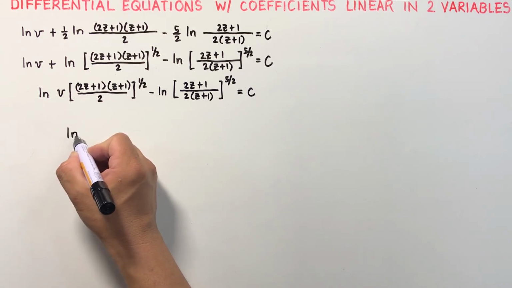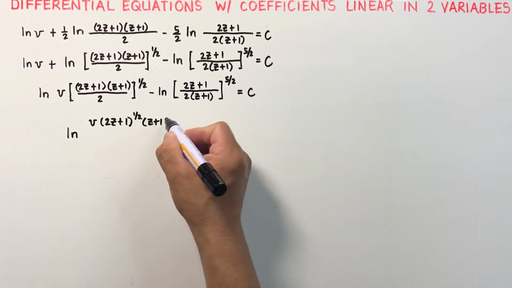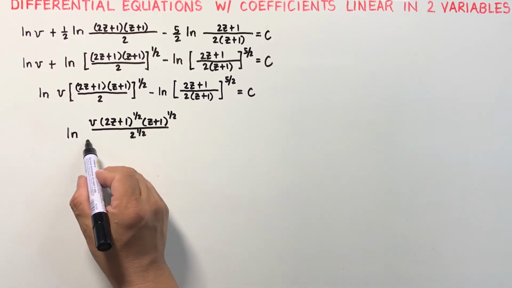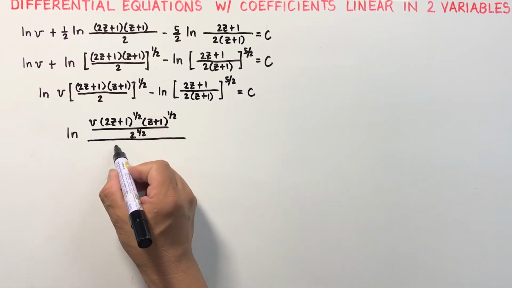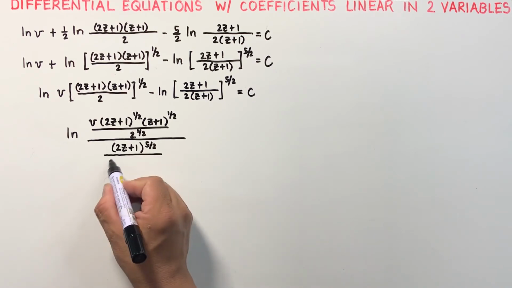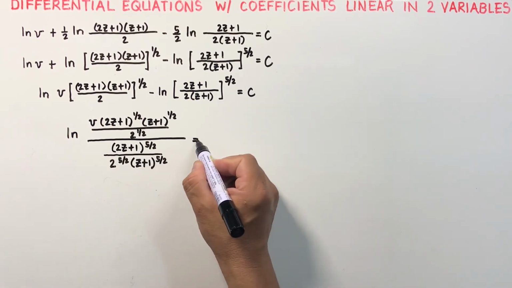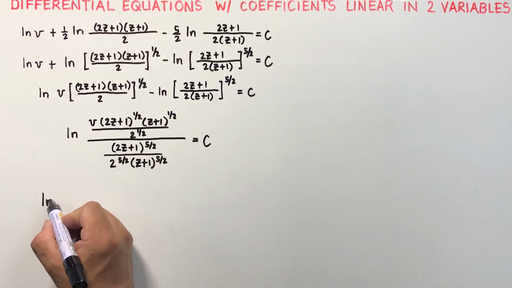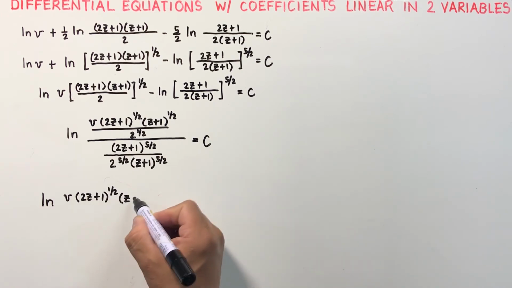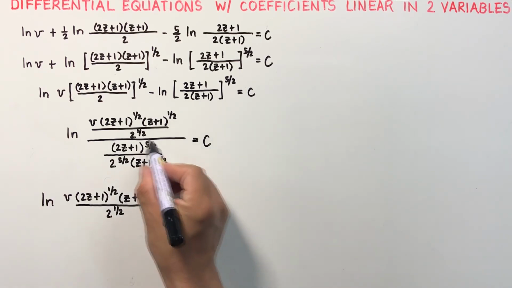We have the natural log of this v here times 2z plus 1 to the power 1/2 times z plus 1 to the power 1/2 over 2 to the power 1/2 here, and this will be divided the whole fraction by this one here. So this is 2z plus 1 to the power 5/2, and this is divided by 2 to the power 5/2 times z plus 1 to the power 5/2, and this is equated to the constant of integration, c. So we have the natural log of v times 2z plus 1 to the power 1/2 times z plus 1 to the power 1/2 divided by 2 to the power 1/2 times the reciprocal of this denominator.